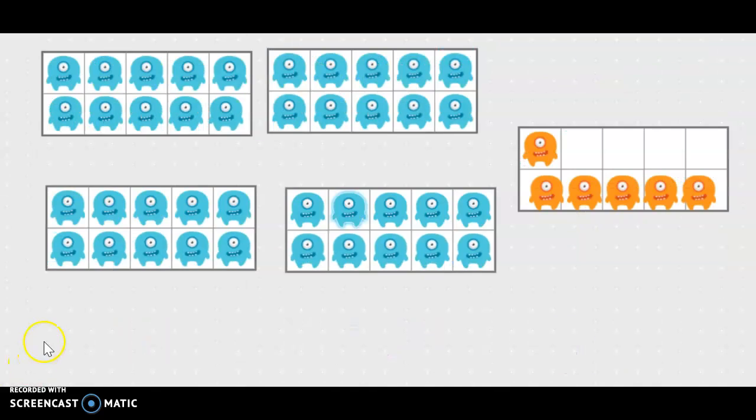Okay, here's our last one for today. We are counting by tens because the 10 frame tells us that they are in groups of 10. So let's count by tens. 10, 20, 30, 40.